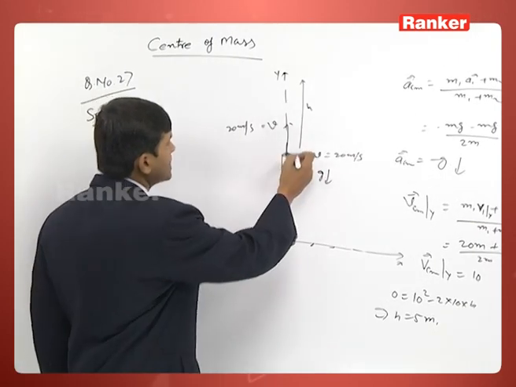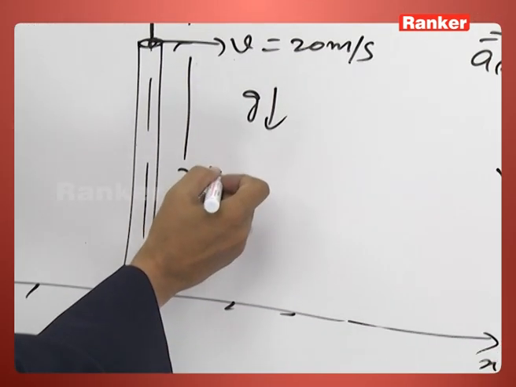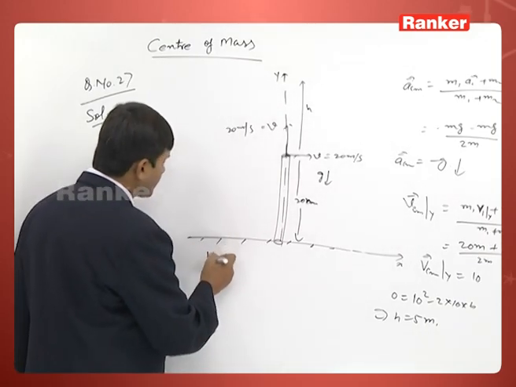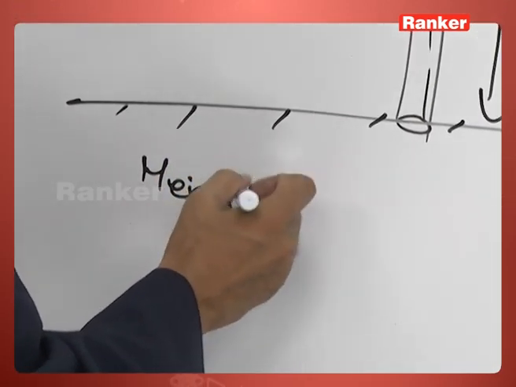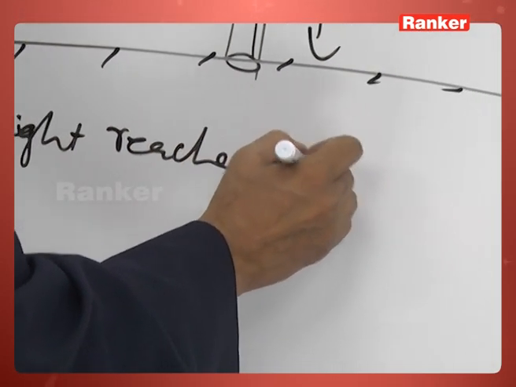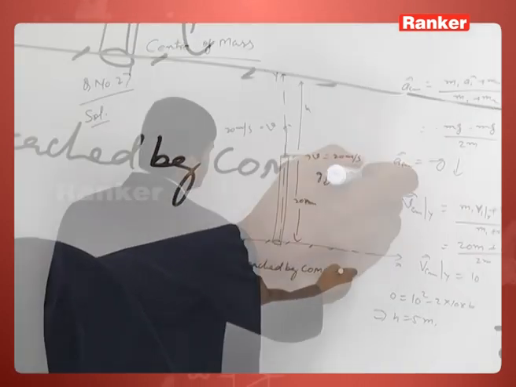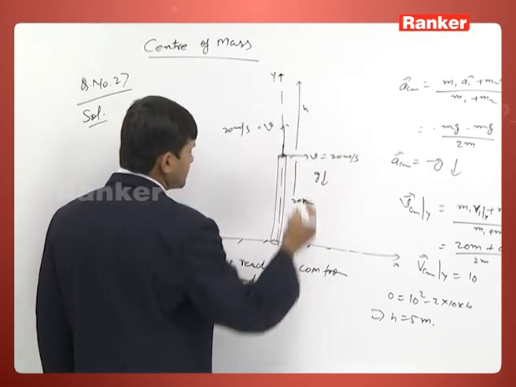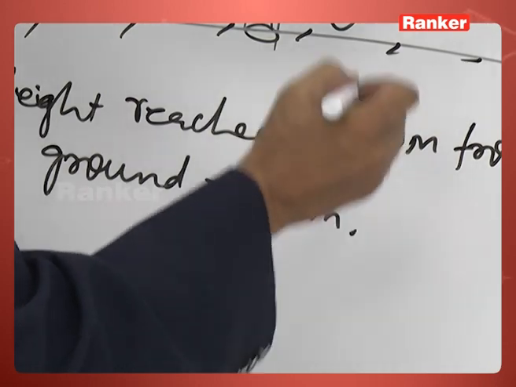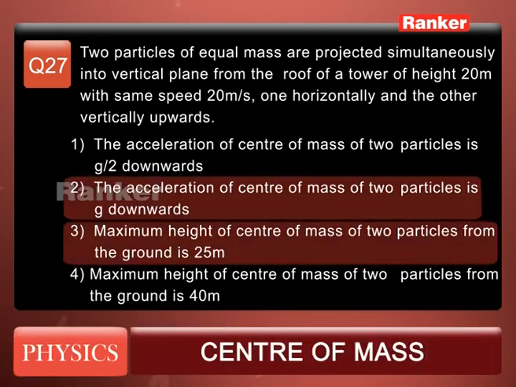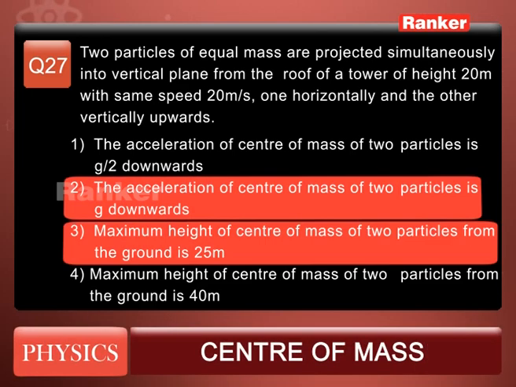So further the center of mass goes up to the height h, h is 5 meter, and initial height of the tower is given as 20 meter. So total height reached by the center of mass from the ground is 20 plus 5, 25 meter. So option number 3 is the given option. So overall answer is second and third options are correct, option number 2 and 3.